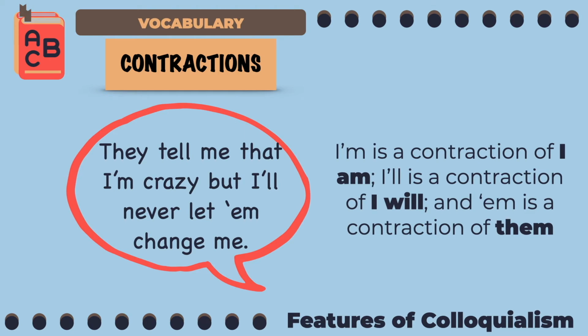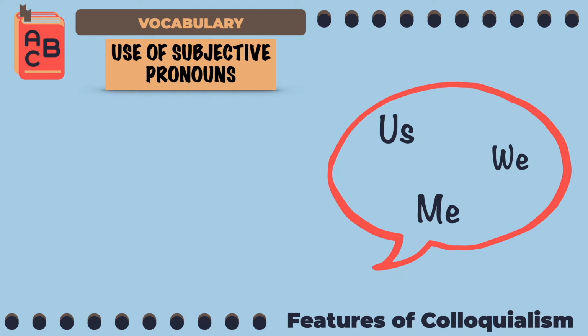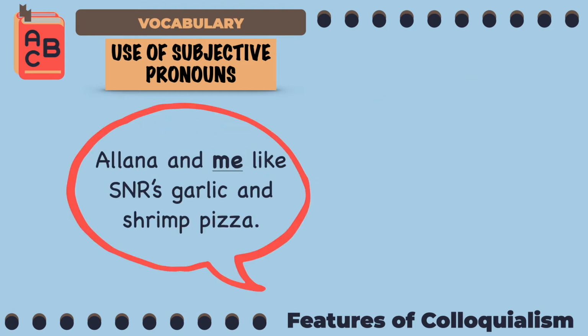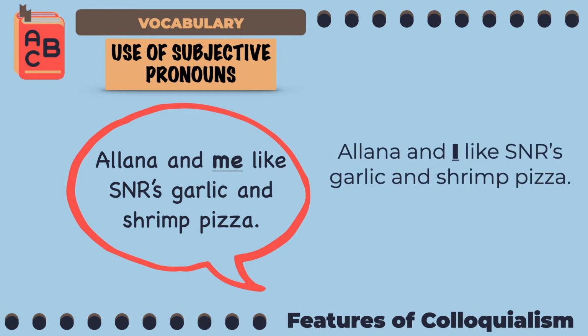Another feature of colloquialism is the use of subjective pronouns. Subjective pronouns act as a subject of a sentence and perform the action of the verb. Us, we, me are examples of subjective pronouns. For example, Alana and me like Esinar's garlic and shrimp pizza. In this sentence, the subjective pronoun is the word me. This is a colloquial expression because the correct grammar form is Alana and I like Esinar's garlic and shrimp pizza.